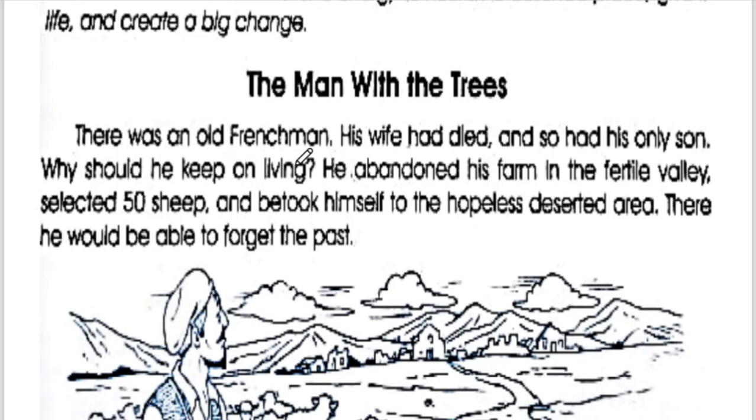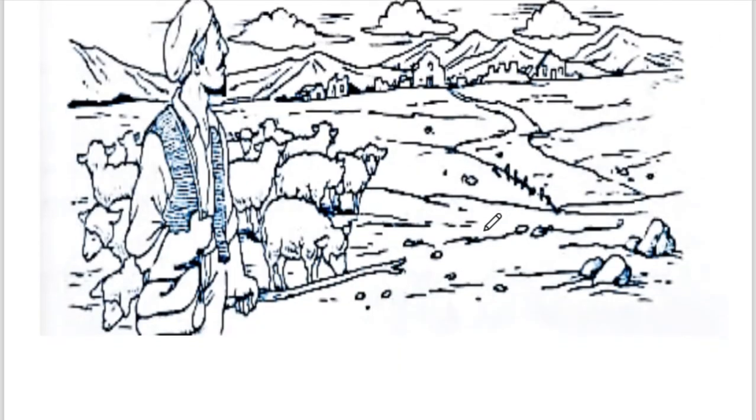There was an old Frenchman. His wife had died, and so had his only son. Why should he keep on living? He abandoned his farm in the fertile valley, selected 50 sheep, and betook himself to the hopeless deserted area. There, he would be able to forget the past.